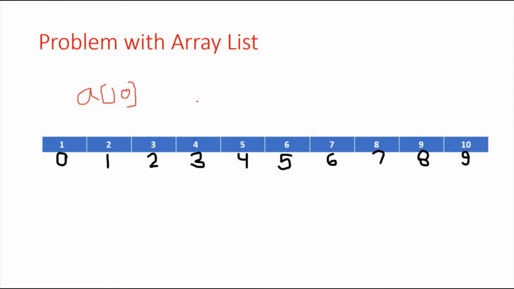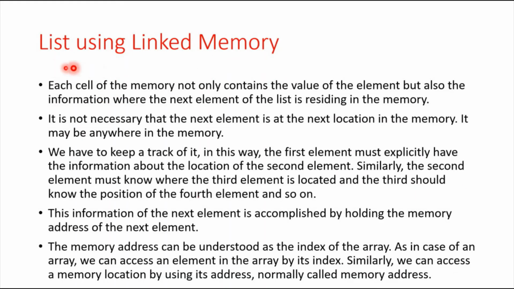What are we going to do to avoid such problems usually faced by programmers? While using an array, there is a need for linked memory, in which the various cells of memory are not located continuously. Here is the new concept, that is the concept of linked memory. In a list using linked memory, each cell of memory not only contains the value of the element but also the information where the next element of the list is residing in the memory.